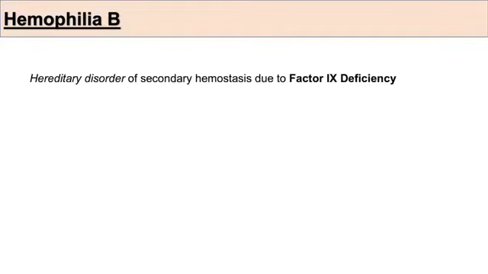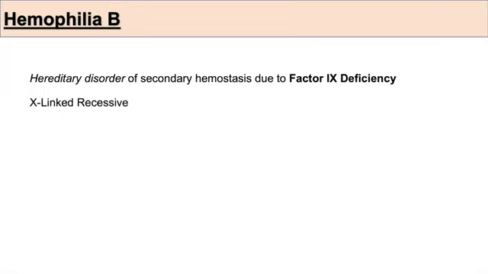Hemophilia B is also a hereditary disorder of secondary hemostasis, but this time it's due to a factor IX deficiency. So this makes it easy to remember. Hemophilia A is due to a factor VIII deficiency. Hemophilia B is due to a factor IX deficiency. A comes before B, VIII comes before IX.